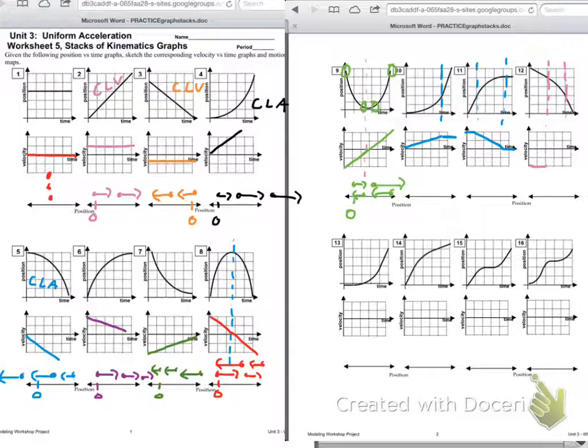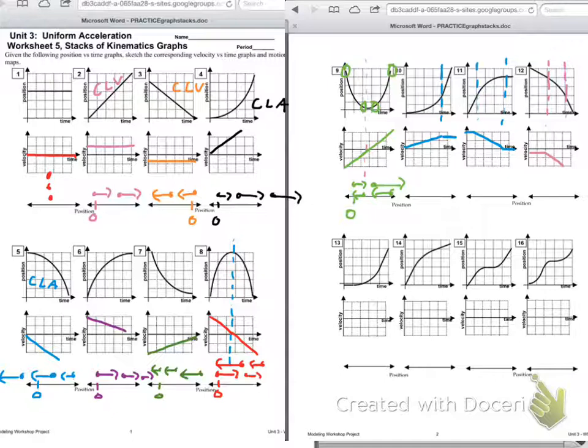And then we have, and did not draw that one in right. So we have a negative constant velocity there for 2 seconds. And then we have a negative acceleration. So these velocities then are becoming more and more negative for 2 seconds. So we can draw those in.